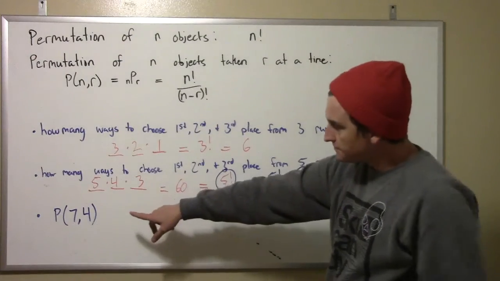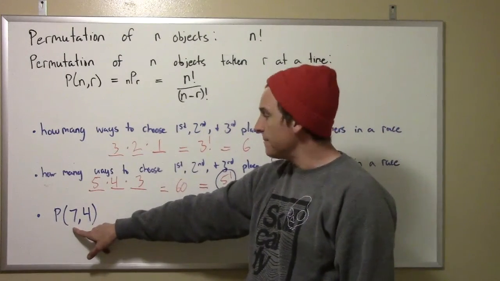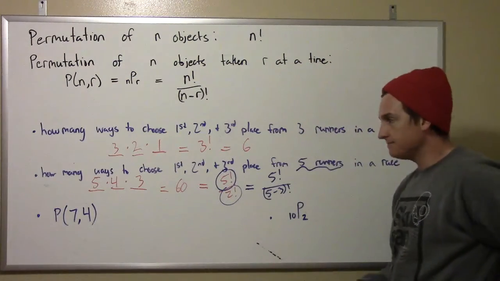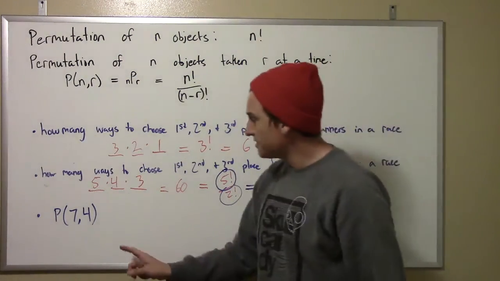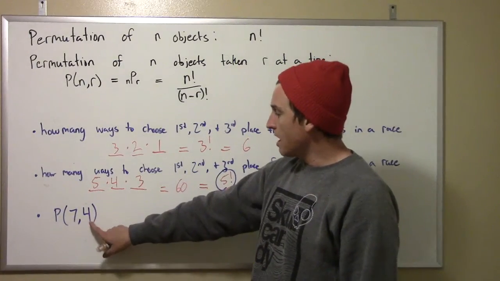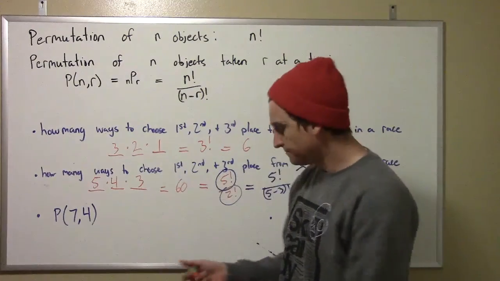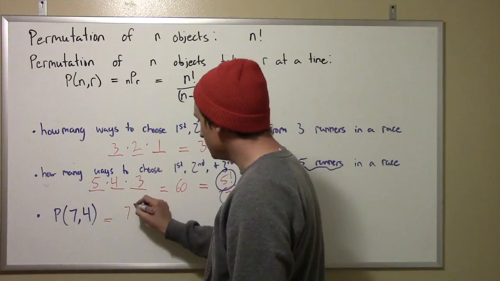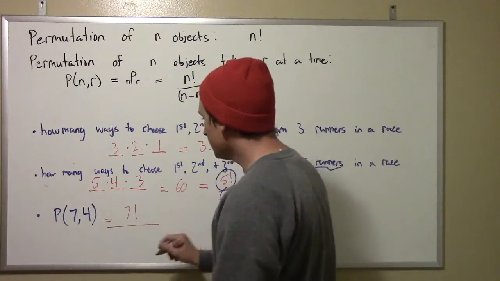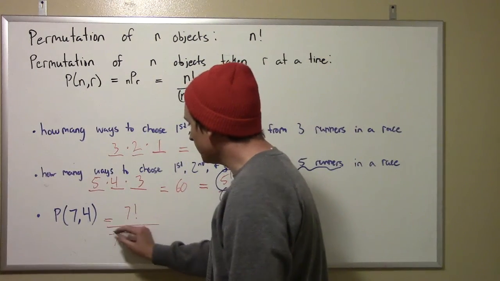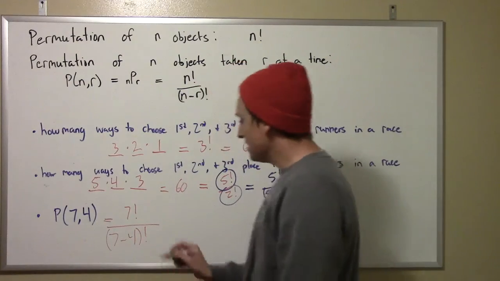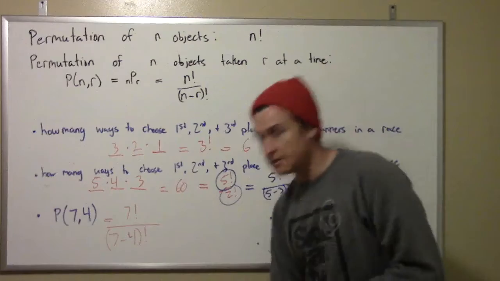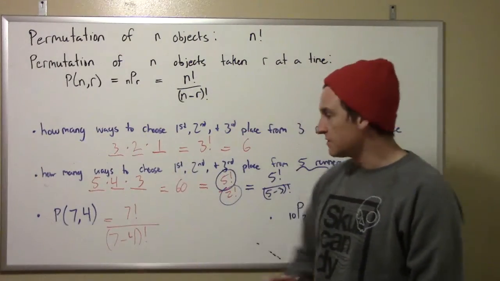Okay, what does this mean? This means we have 7 things to choose from, and we're going to choose 4 of them. And we want to know how many orderings there are to do that. Okay? So how many different ways are there to order 4 objects from a list of 7? So what this means is we got to do 7 factorial over 7 minus 4 factorial. Now notice that the order of operations is important here, right? We got to do the parentheses first.